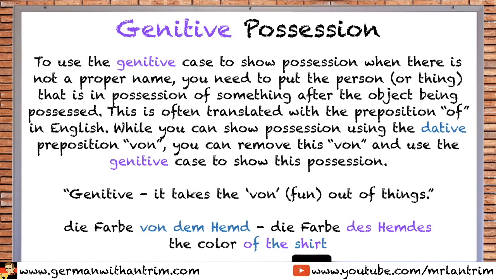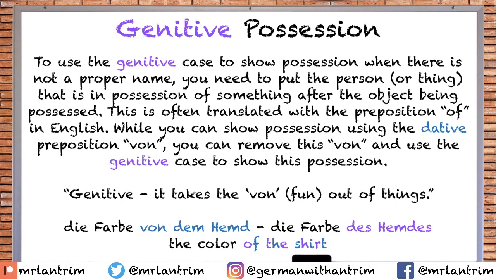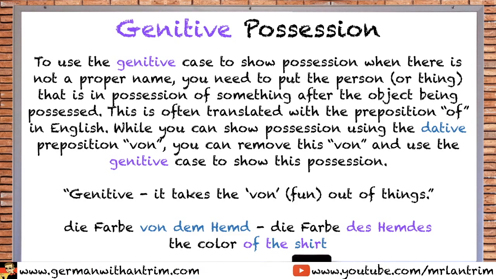Now, of course, if you're going to use possession without a person's name, you're going to have to get into the genitive case a little bit deeper. And these are usually translated as "of something," like the color of the shirt, for instance, is the example that I have there. And those are going to be sentences or phrases that you could usually use with von. Now you're going to take the von out of the sentence and use it without that.